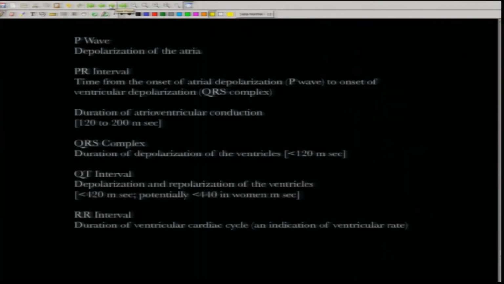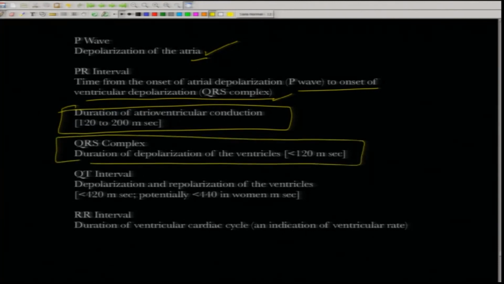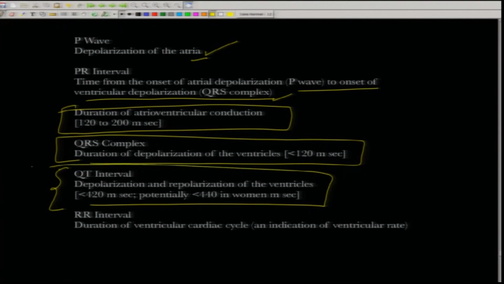Okay. Now the P wave basically signifies the depolarization of the atria. The PR interval is the time from the onset of atrial depolarization, the P wave, to the onset of ventricular depolarization, which is the QRS complex. The duration of the atrioventricular conduction is around 120 to 200 milliseconds. The QRS complex, the duration of depolarization of the ventricle, is less than 120 milliseconds. The QT interval, the depolarization and repolarization of the ventricle, is less than 420 milliseconds, potentially up to 440 milliseconds in the case of women. Okay, have a look at this one.